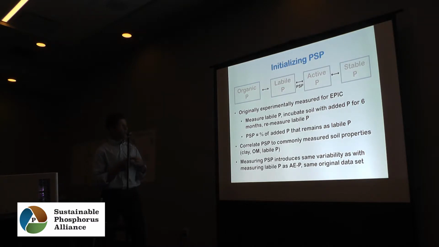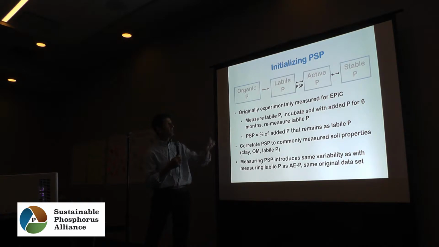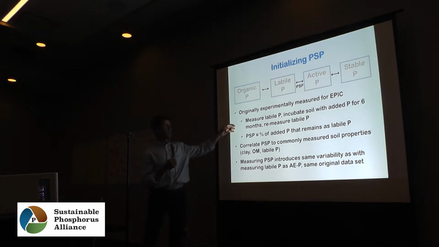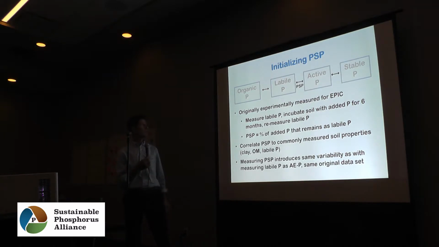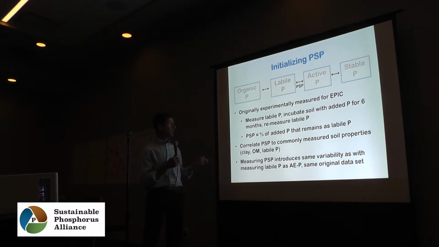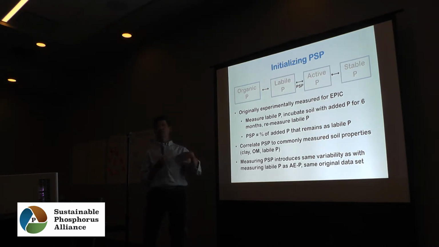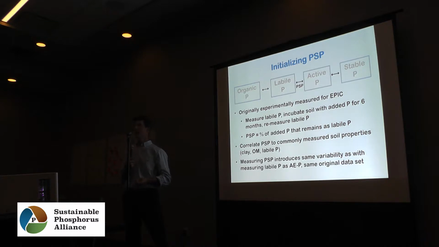So if we have labile P initialized, we also need to tell the model what the PSP, the phosphorus sorption parameter, is. That was originally experimentally measured for the original model and the original data sets. What that is, you would take a soil, measure labile P in it, add phosphorus to that soil, incubate it for 6 months, and then remeasure the labile P. So the PSP would represent the percent of the added P that remained labile after 6 months.